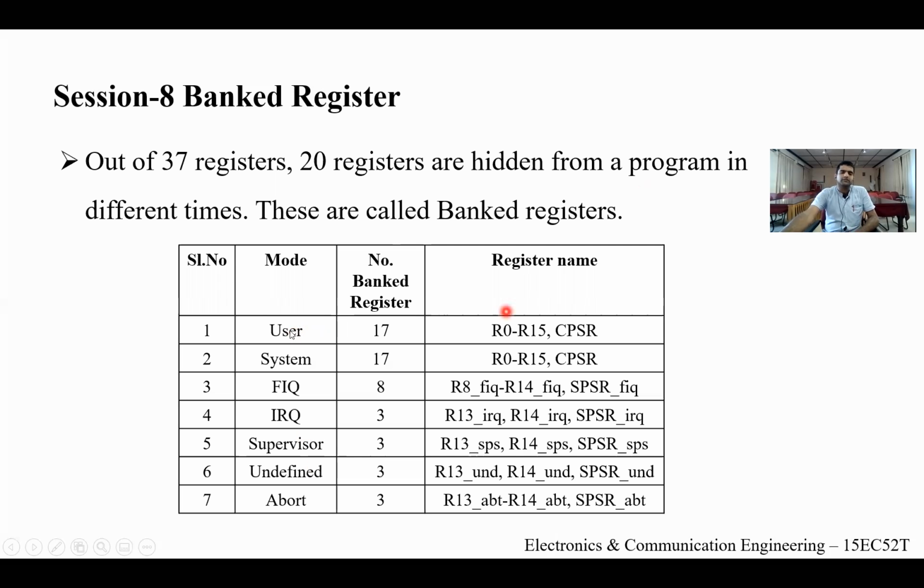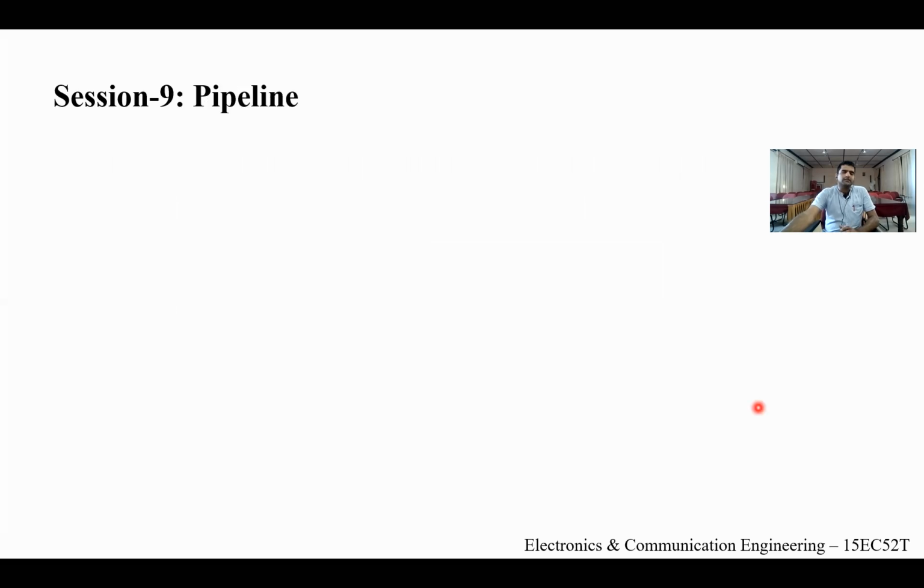In user mode, a total of 17 registers are available, R0 to R15 and CPSR. In system mode, 17 registers are available, R0 to R15 and CPSR. In FIQ mode, a total of 8 registers are banked, R8 to R14 and SPSR. In all other modes, R13, R14 and SPSR are available as banked registers. In the next section, we discussed pipeline.